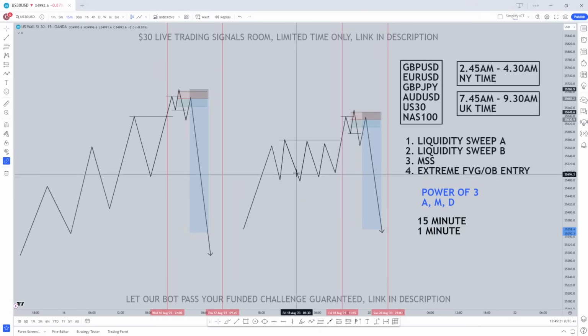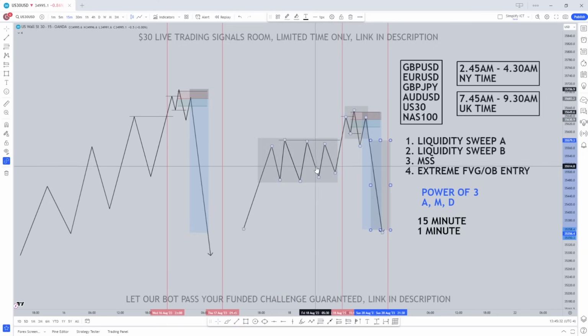You can see it's consolidating here. This is clearly the accumulation phase. So if I just mark this off right here, you can see this is clear accumulation. This is a manipulation. And then we're going to look for that distribution, okay? This has got 1, 2, 3. That's why we call it the power of 3.